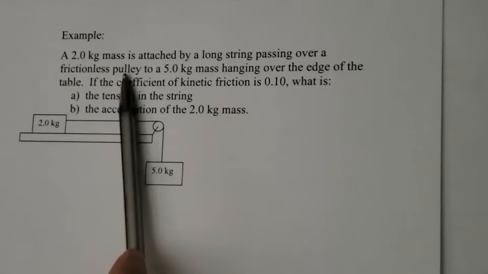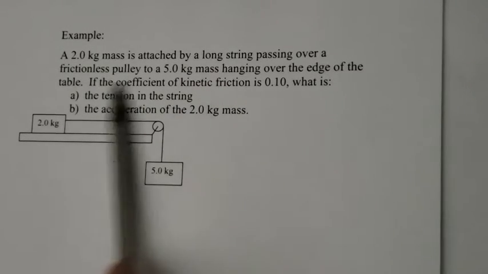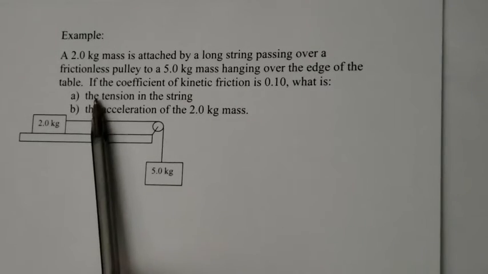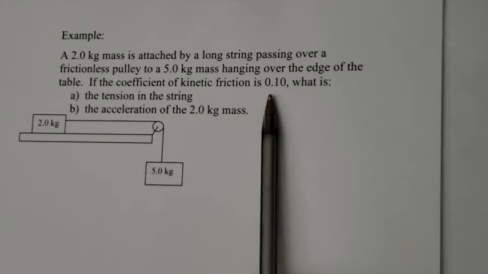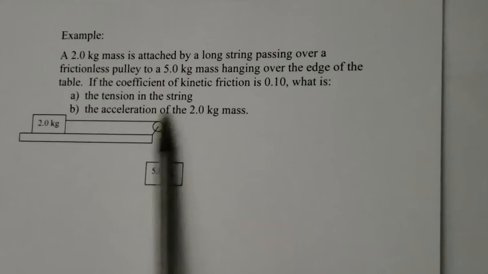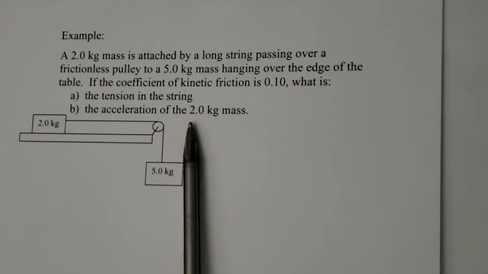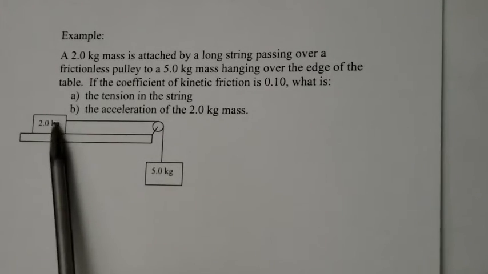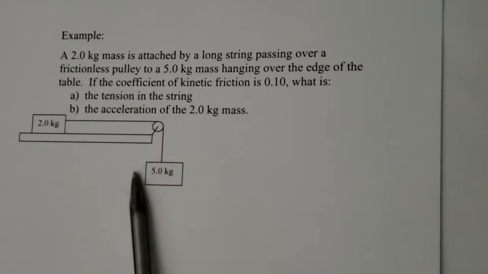A 2-kilogram mass is attached by a long string passing over a frictionless pulley to a 5-kilogram mass hanging over the edge of a table. If the coefficient of kinetic friction is 0.1, so that's our mu, what is A, the tension in the string, and B, the acceleration of the 2-kilogram mass? So we have this mass, here's our string, this one's just hanging.